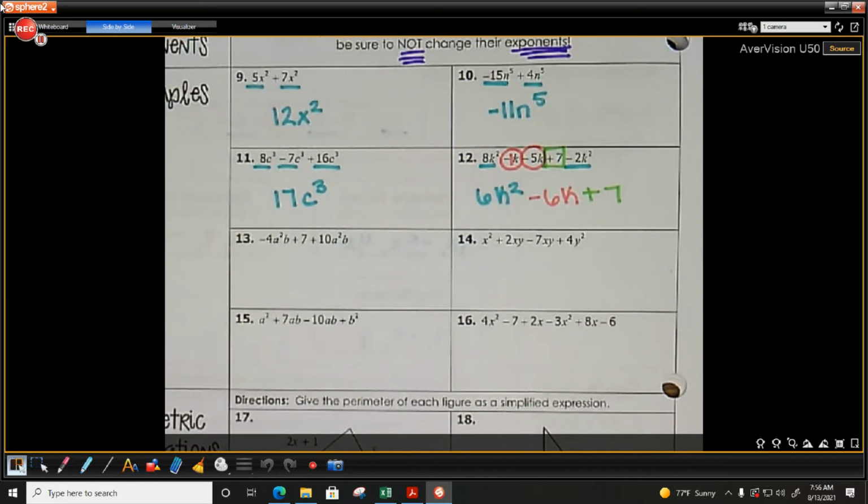We good with that? Are y'all noticing how I'm underlining stuff, circling stuff, boxing stuff? Even if you're not color coding, this is a great thing to do. It's going to help you realize which terms you've already combined. Okay?